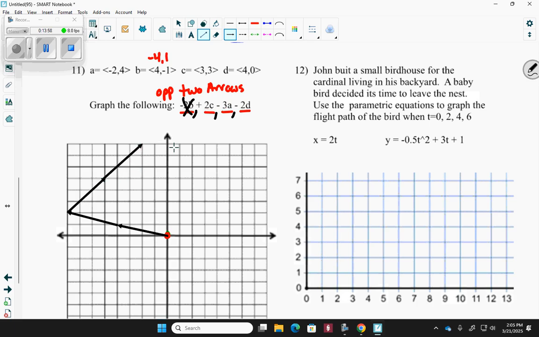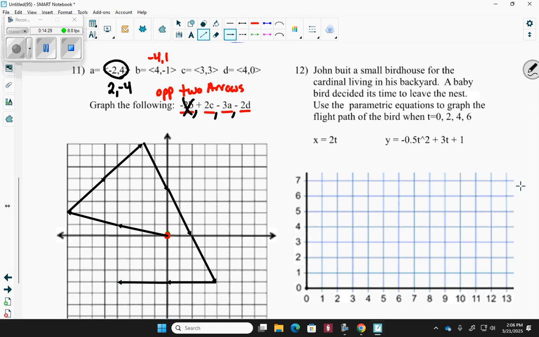All right. Next is -3a. All right, so a is -2, 4. The opposite will be 2, -4. All right. So we're going to go to the right 2 and then down 4, to the right 2, down 4, 3 times, sorry. Right 2 and -4. And then -2d, which means we're going opposite of what's there. So -4. And there we go.